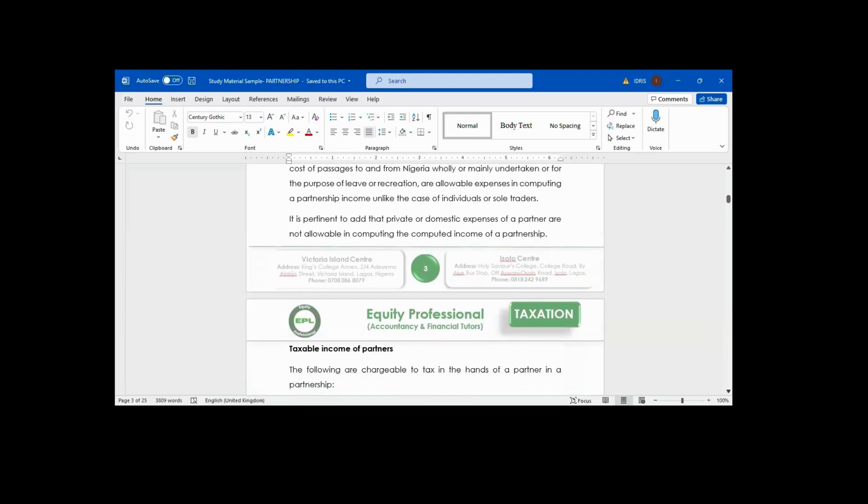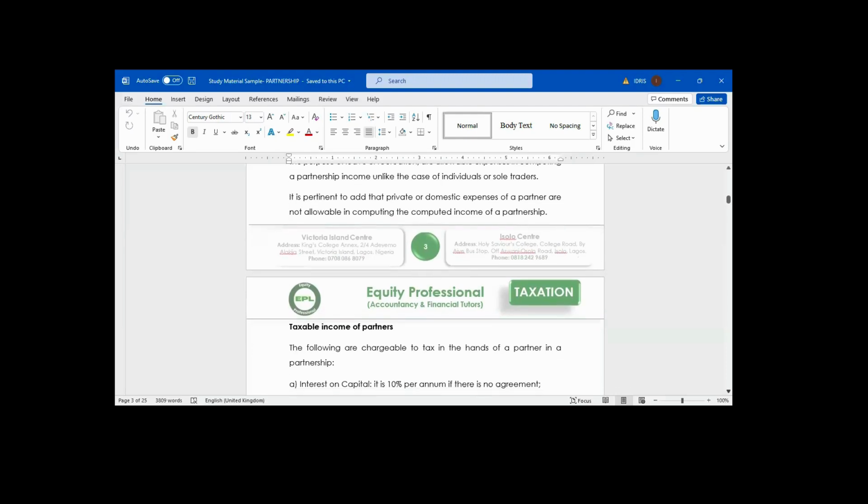While computing the adjusted profit of the partnership business, from the net profit, you add back disallowable expenses. All the disallowable expenses are added. Partner salary, interest on capital, interest on loan is not disallowable. It's allowable expenses. You don't need to add it back.